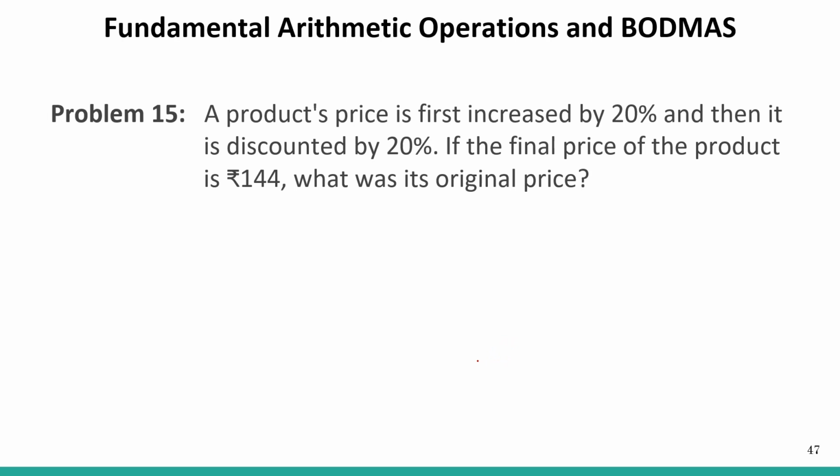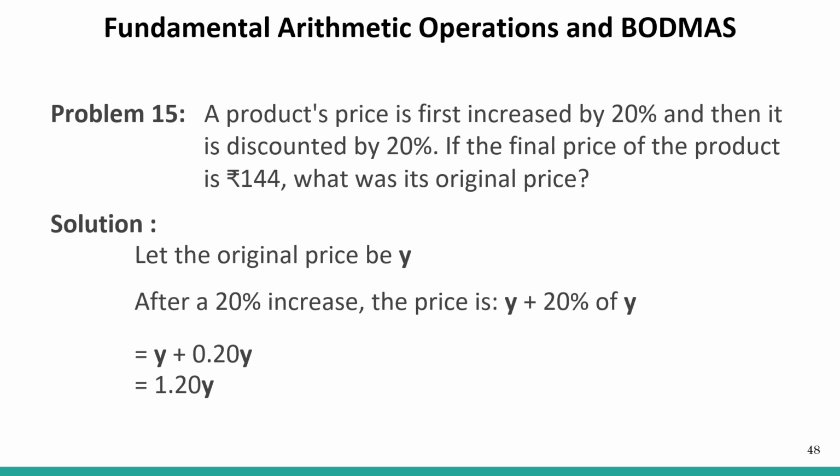So let's see problem number 15. A product's price is first increased by 20%, and then it is discounted by 20%. If the final price of the product is 144, what was its original price? So let the original price be y. After a 20% increase, the price is y plus 20% of y. So y plus 0.20y. As you can see here, y plus 0.20y is equal to what?